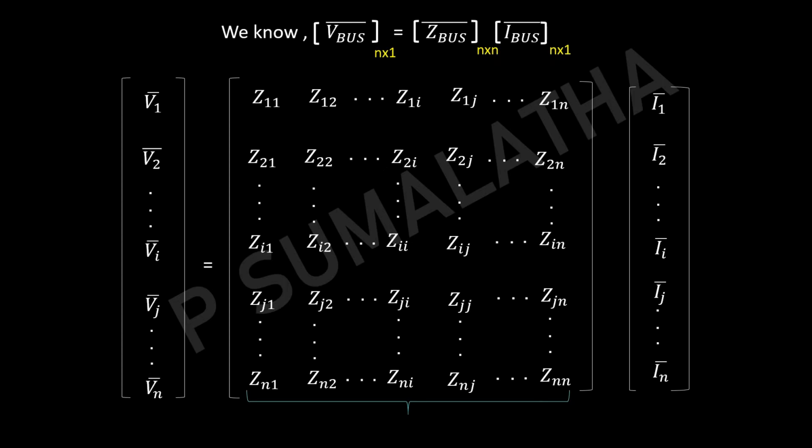Let us mark the dimensions here too. The V matrix is an n by 1 vector, Z is n cross n, and the current is n by 1. So this Z bus matrix is called the Z bus of the partial network, or the Z bus old matrix. Wherever we represent the Z bus old matrix, you can represent this complete matrix as Z bus old. Type 1 modification.